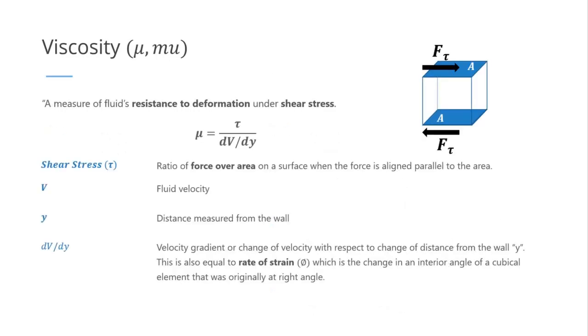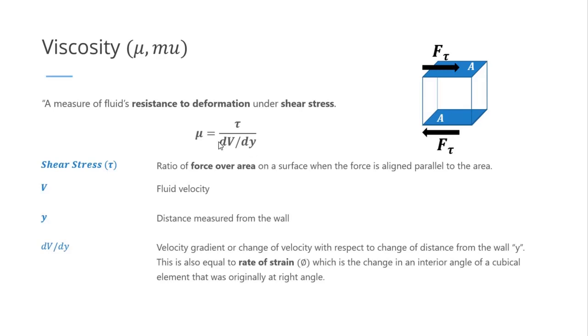The main topic for this video is about viscosity. Viscosity, also called dynamic viscosity or absolute viscosity, is a measure of a fluid's resistance to deformation under shear stress. So for example, crude oil has a higher resistance to shear than water, meaning crude oil will pour more slowly than water from an identical beaker held at the same angle.